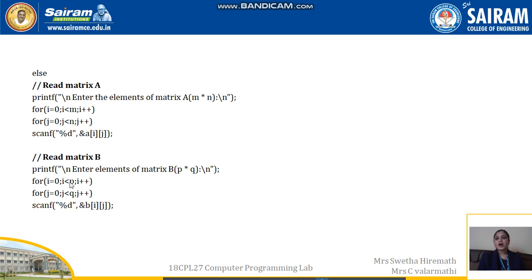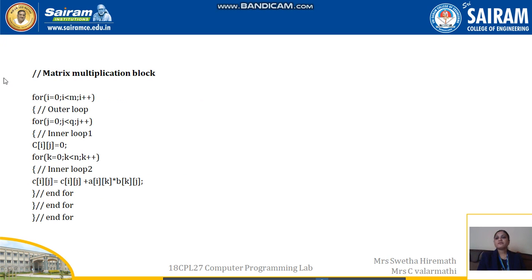We are going to allocate the values which we are reading from the keyboard, which we are entering from the keyboard, according to the rows and columns of this matrix B. So once we have entered, then we have to go for multiplication. For checking the compatibility, we have taken n and p. Now for multiplication, we'll be considering the m and q values.